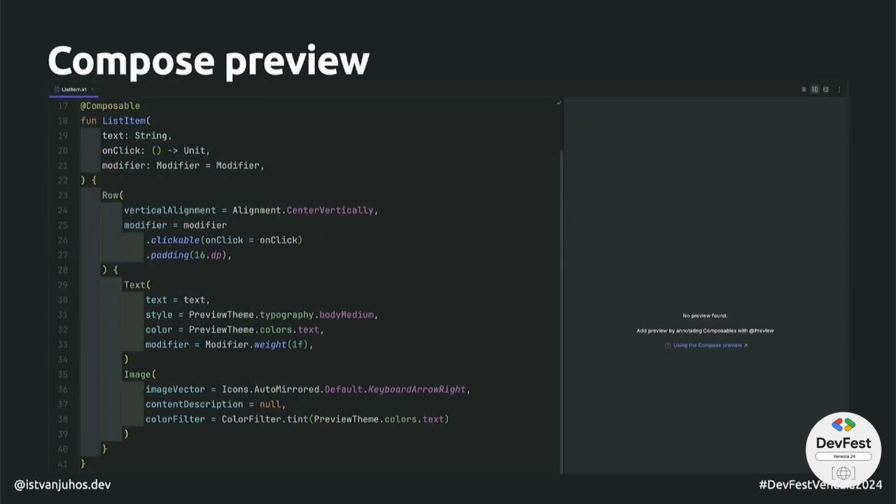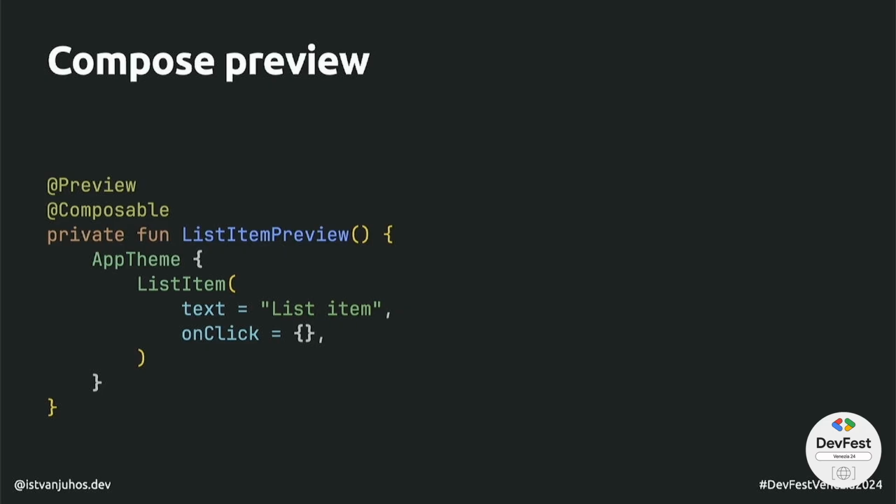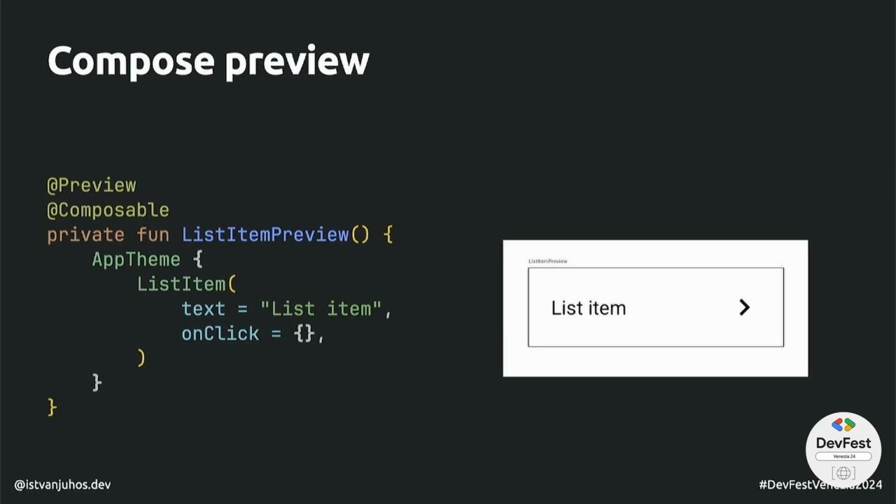And then Compose came, and if we wrote the same simple list item composable, and we opened the preview pane on the right, we got a message like "no previews found." So that means we have to do some extra legwork to have previews for composables. Probably we all know that, right? So we have to write something like this to get something like this, which is, for this quite simple composable, kind of straightforward: just a preview annotation slapped on another composable function, do our thing in it, call the theme, call the composable, and that's it. We got this nice little preview rendered.